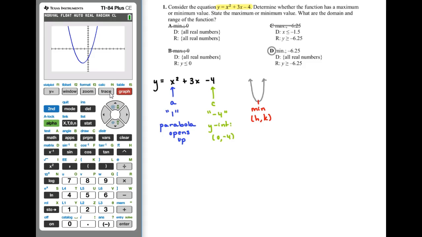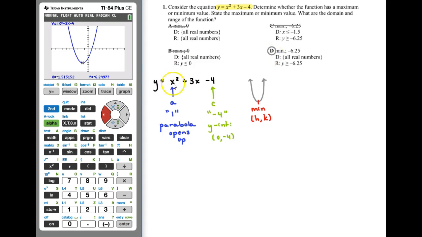If we hit the trace button on our calculator, this allows our cursor to be interactive on our screen. Now that our cursor is tied to the function, we can use the left and right arrows to take a look more specifically at that lower point. Now, this will just be an approximation, but if I move this cursor down to the lowest point, I can see very clearly that the ordered pair is somewhere around negative 1.5 and negative 6.25 on my graphing calculator. This is just an approximation, not an exact calculation, but it's clearly enough to answer this question correctly.